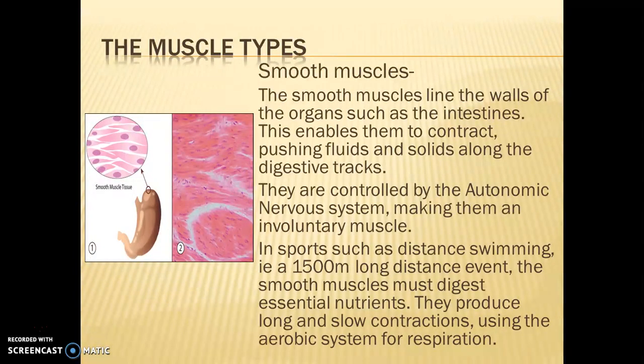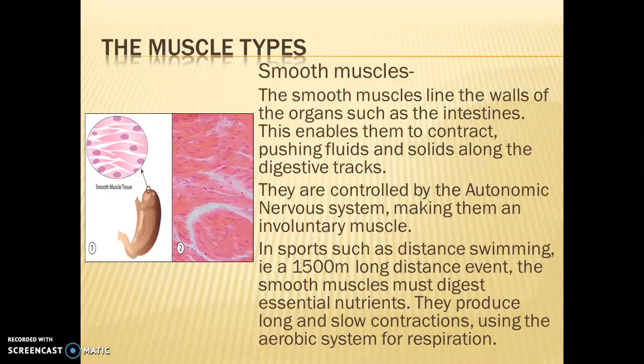Smooth muscles. The smooth muscles line the walls of the organs, such as the intestines. This enables them to contract, pushing fluids and solids along the digestive tracts and other hollow organs, i.e. the blood vessels. They're smaller than the skeletal muscles and are present in the eye, enabling normal vision to stay in focus. They are controlled by the autonomic nervous system, making them an involuntary muscle, so we cannot control them.